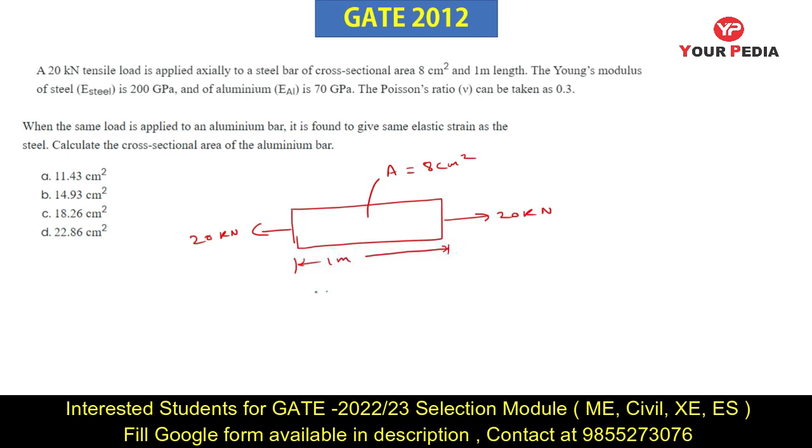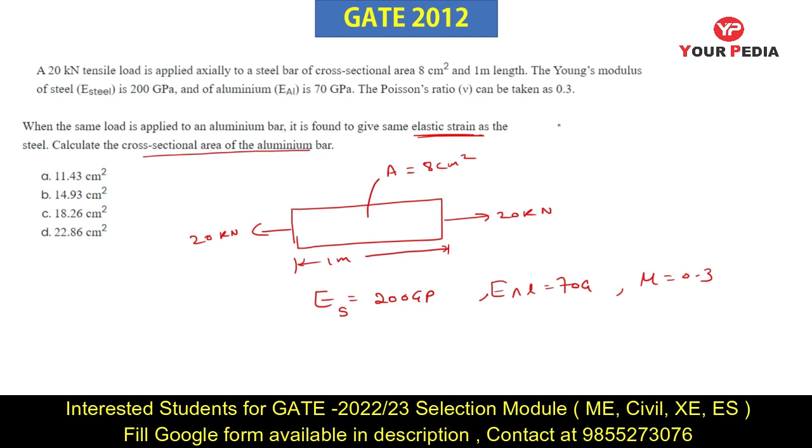The Young's modulus of steel, I can say, is 200 gigapascal, and for aluminium it is given as 70. The Poisson ratio is 0.3. When the same load is applied to an aluminium bar, it is found to give the same elastic strain as the steel. Calculate the cross section area of that bar.